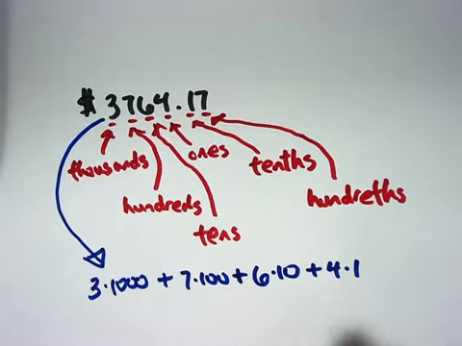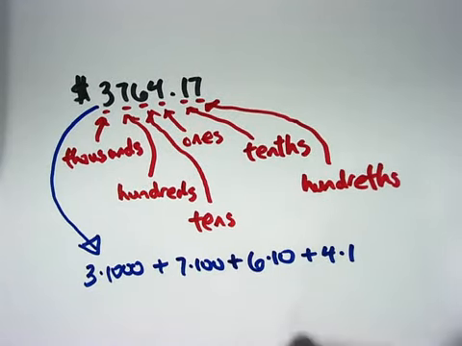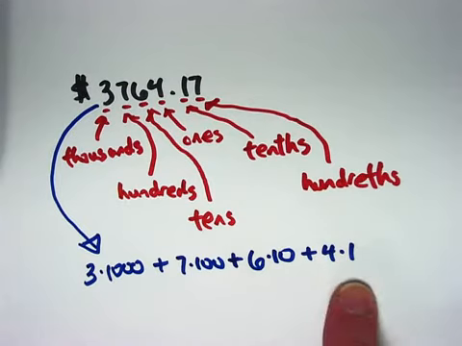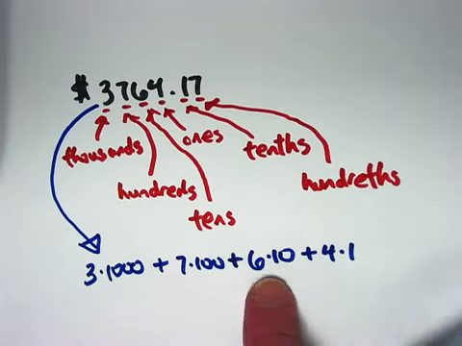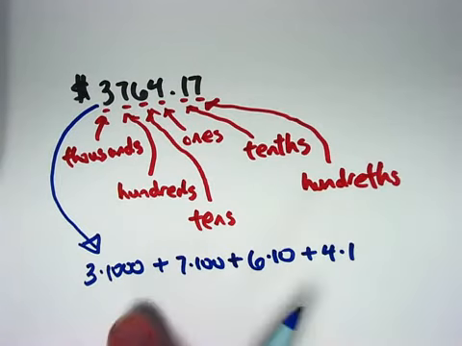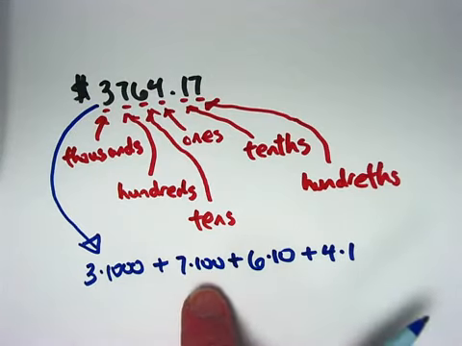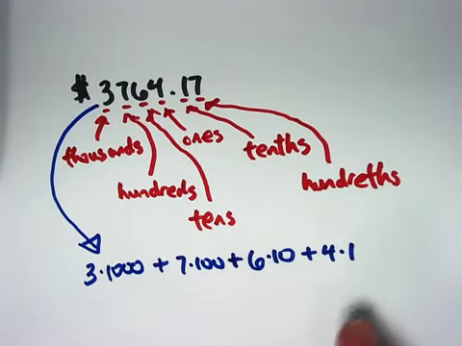You do have to be careful about order of operations. In looking at this expression, you would want to do all the multiplications first and then add. So you'd have 3,000, a 700, a 60, and a 4. Then I'll add all those numbers and you'll get 3,764.